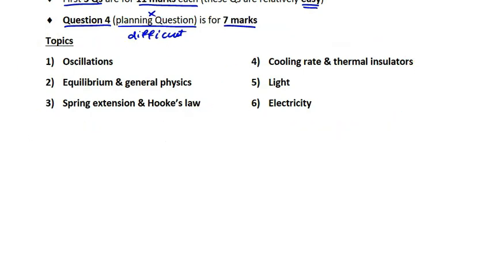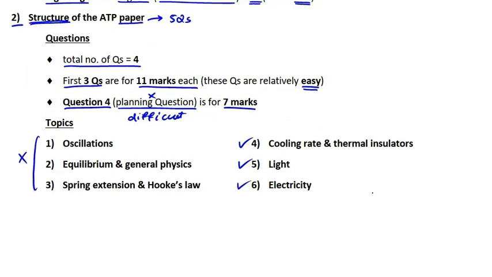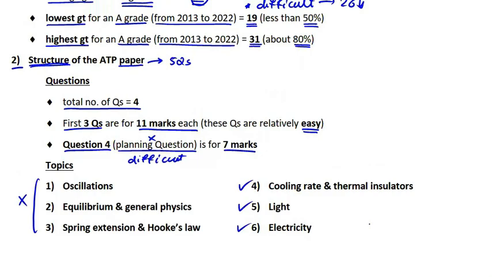I'm saying this because if you go through several ATP past papers randomly, you will almost always find in every ATP paper one question on cooling rate and thermal insulators, one question on light, and one question on electricity. And this is not the case with these 3 topics. So students, this was a quick overview of the structure of the ATP paper.